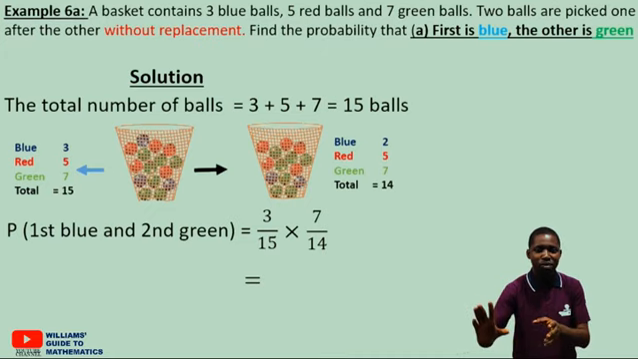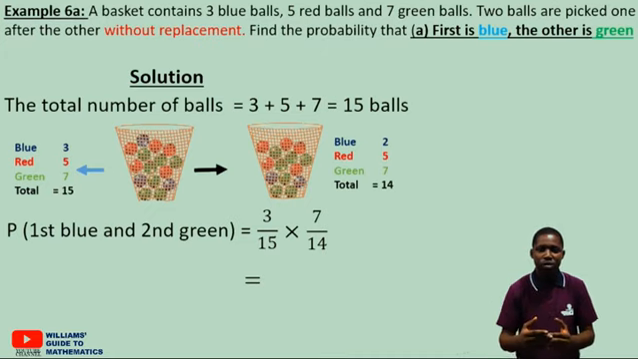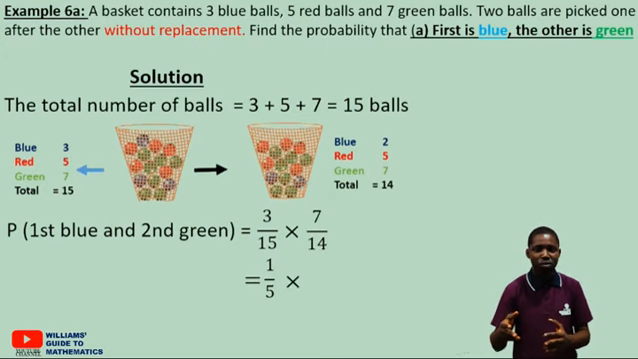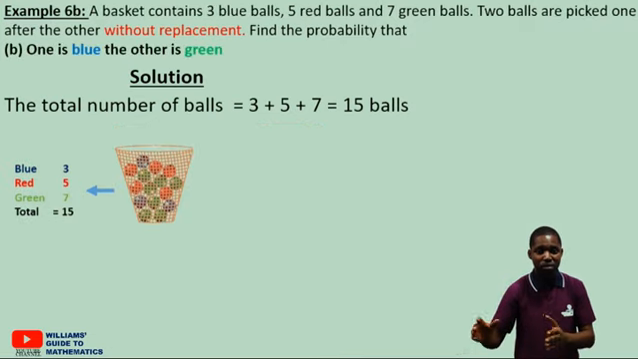meaning the probability of picking a blue and a green, based on the without replacement concept, will be 3 over 15 multiplied by 7 over 14. Of course, 7 can cancel 14. 7 over 14 is 1 over 2. The same thing for 3 over 15. That is 1 over 5. That will give 1 over 10.